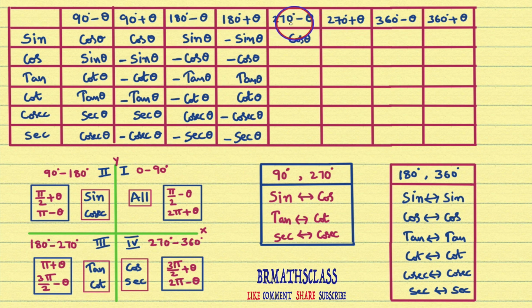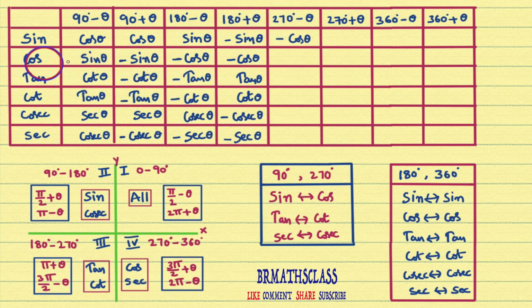270 degrees minus theta. 270 degrees means 3 pi by 2. 3 pi by 2 minus theta lies in which quadrant? 3 pi by 2 minus theta lies in the third quadrant. In the third quadrant, what is sine? In the third quadrant sine is negative. So this is minus cos theta. I hope you are understanding.